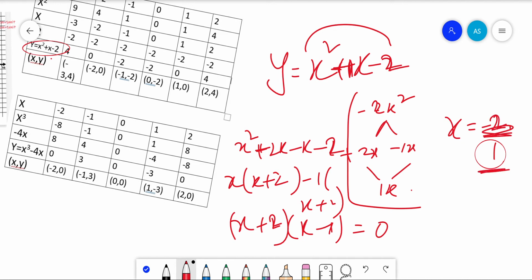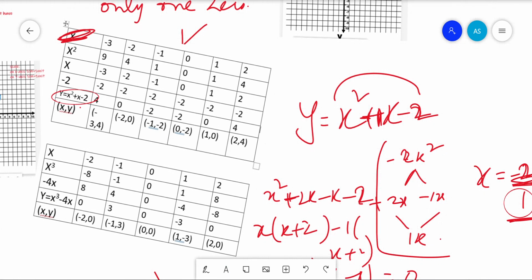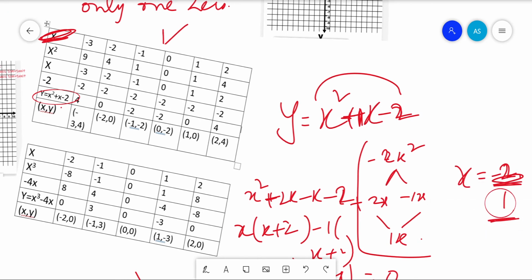So you have to consider the smaller zero's before number and the greater zero's after number. The smaller zero is minus 2, its before number is minus 3, and the greater zero is 1, its after number is 2. So x values you have to consider as minus 3 to plus 2.